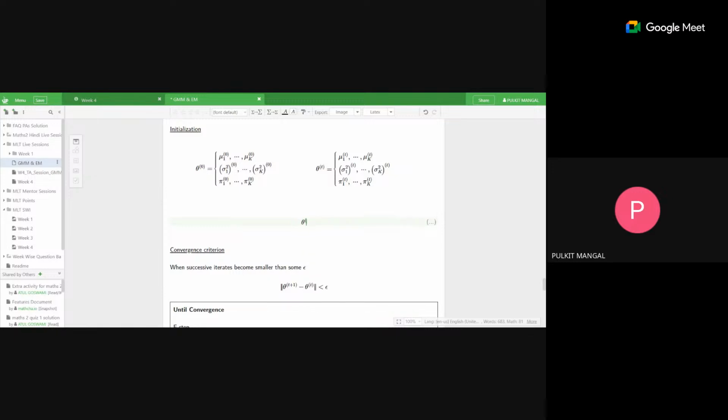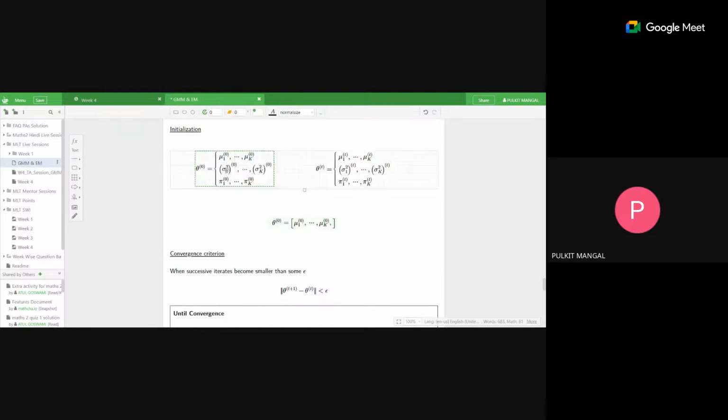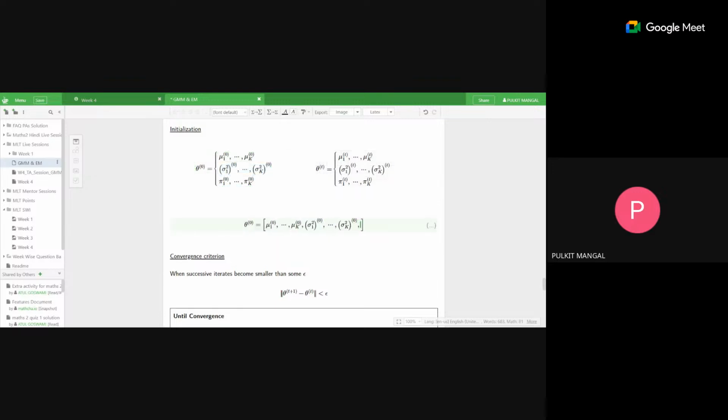Theta 0 is basically this, in which the first three are your mu, the next are your sigma, and the next are your pi. This is how your theta naught is, and theta 1 is your updated version.